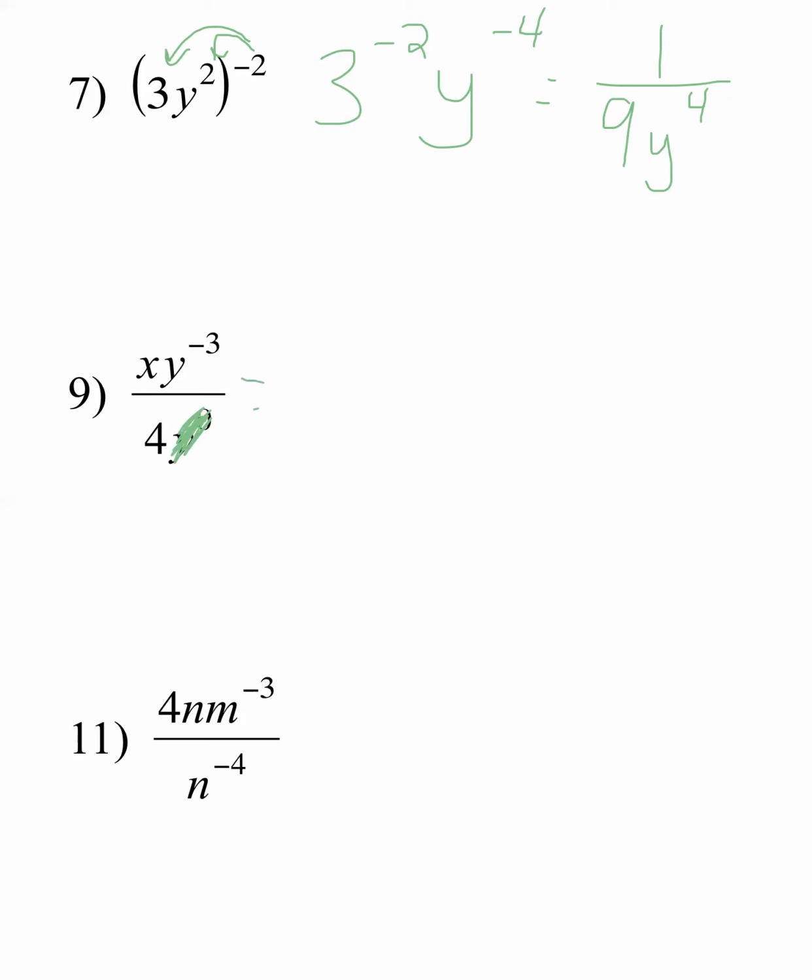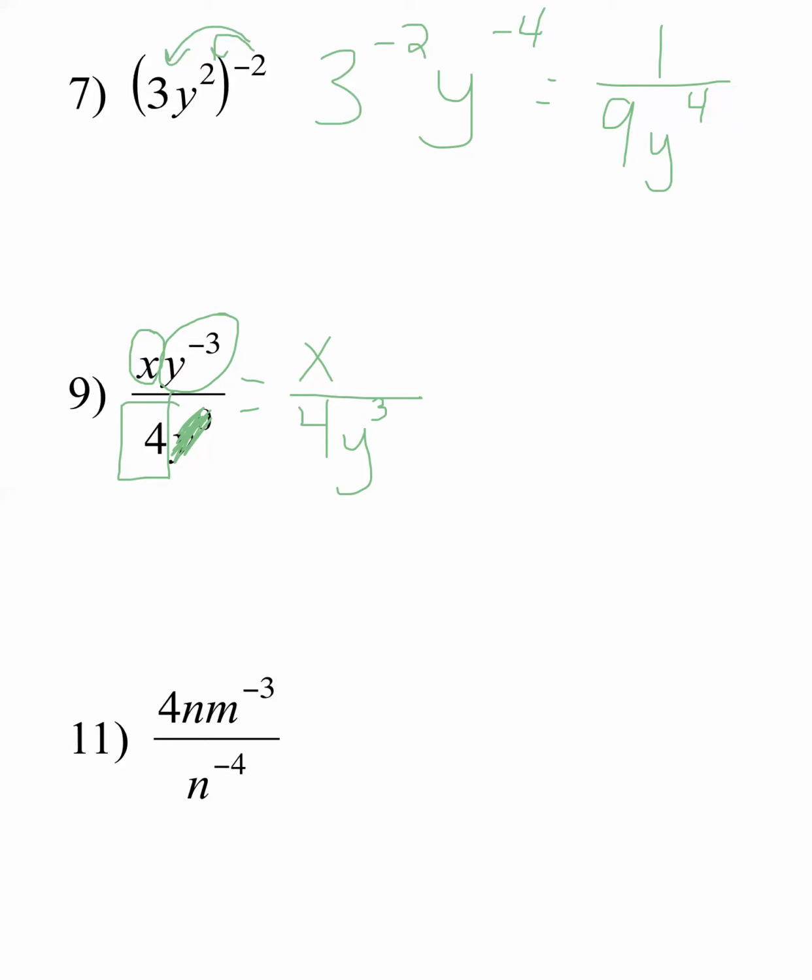So let's go piece by piece. This x, is it going to move? No, it's being raised to a positive exponent, so it stays right where it is. This y to the -3rd, does it move? Yes, negative exponents move, so that is now downstairs, y to the 3rd. This 4, does it move? No, it's not being raised to a negative exponent, so it stays right where it is. And now I just ask myself if there's anything else I can simplify.